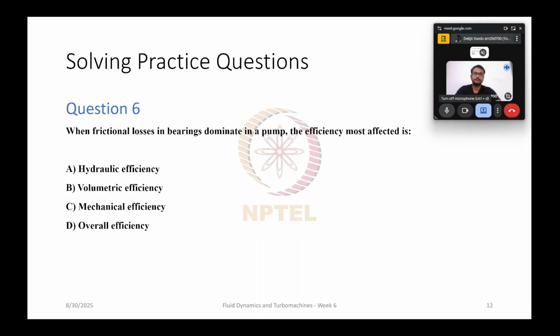There are shafts in almost all forms of turbo machines, and those shafts have to be held by some form of bearings, either ball bearings or journal bearings. And of course there are some unavoidable frictional losses in any form of bearing. So when those frictional losses in the bearings in a pump become higher, which of these four efficiencies do you think will get affected the most, percentage wise or whatever?